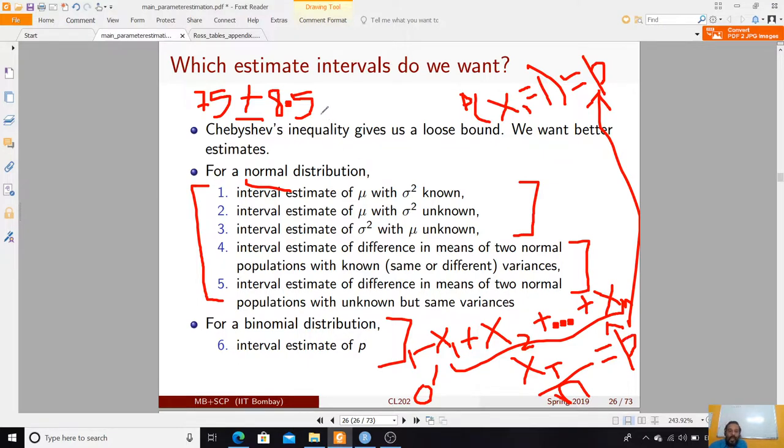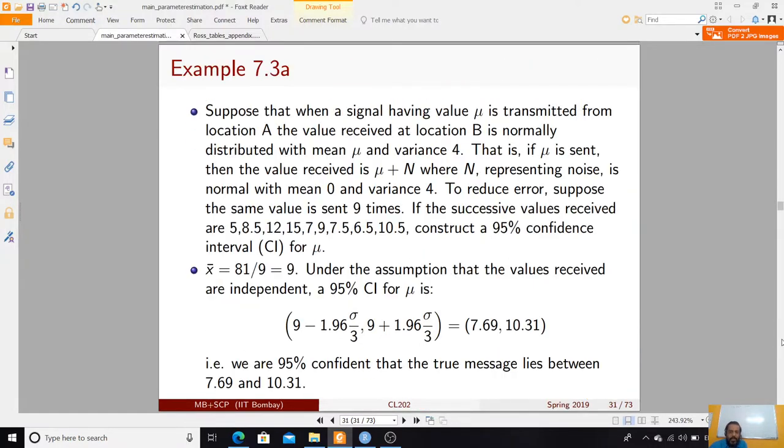So you will realize that this p hat can only be a number between 0 and 1. And now we have to understand how this comes about. From what we have done so far, you already know this is related to the confidence interval, and that is what we will discuss in today's class. So let me go to that slide.